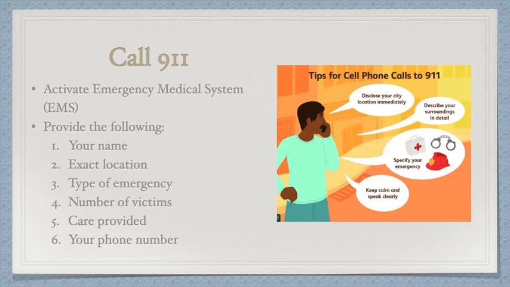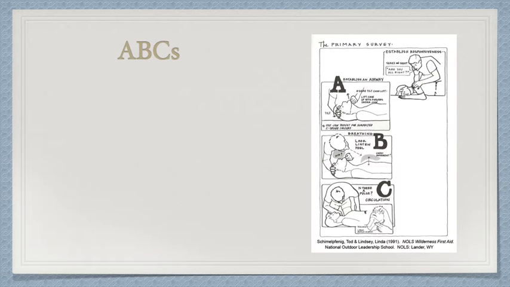Okay, after you call 911, we're going to check our ABCs. Airway is the A. Is the airway open? How we do this is we tilt the head, lift the chin. Again, when you take your CPR class, you're going to be going over all this.